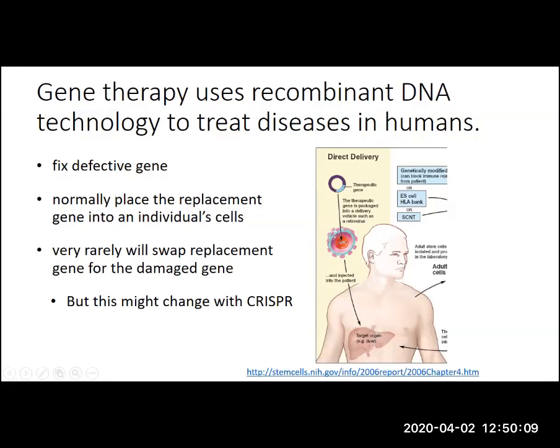Very rarely in the past, there would be an effort to actually go in and directly swap the replacement or corrected gene, what's illustrated here as the therapeutic gene, replacing the defective DNA within the damaged cells, or the damaged genome. In the past, this really wasn't possible, but this may change in the future with some of the techniques associated with CRISPR.